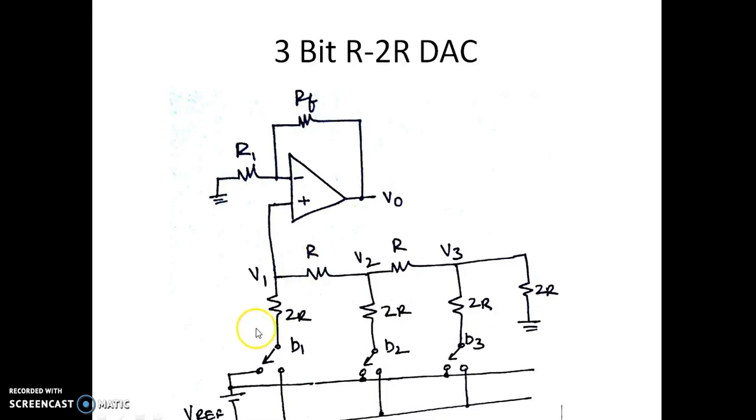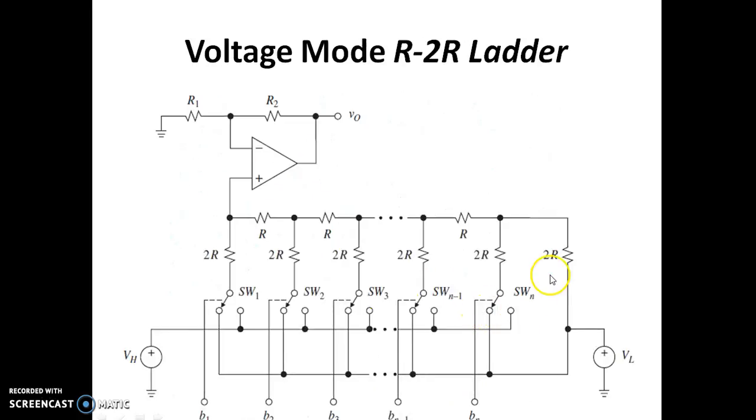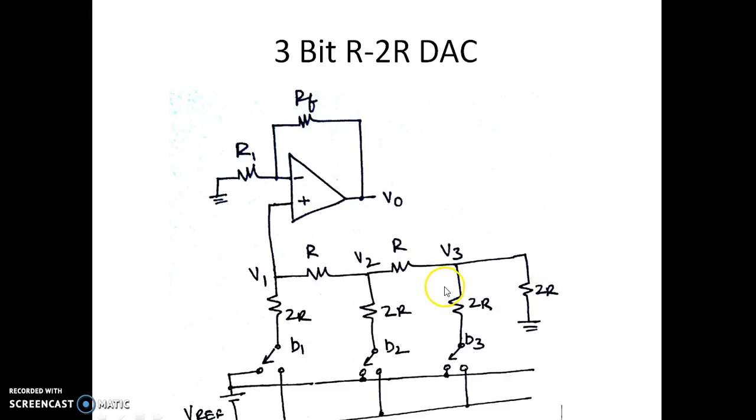We have resistors of 2R, R, 2R, R, 2R, and as it was said in the previous circuit, we have 2R and 2R which are connected in parallel here. So this is what the connection is. Now depending on the bit position, it will be made to V reference or 0. So here also we have 3 switches corresponding to 3 bits, which is B1, B2, B3.